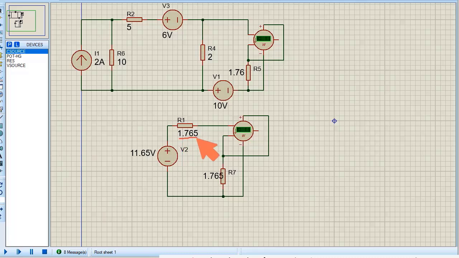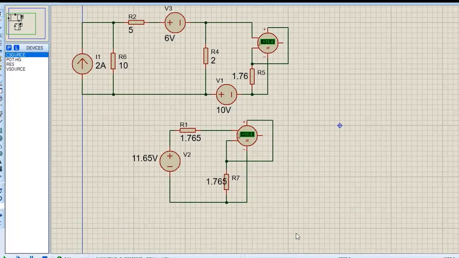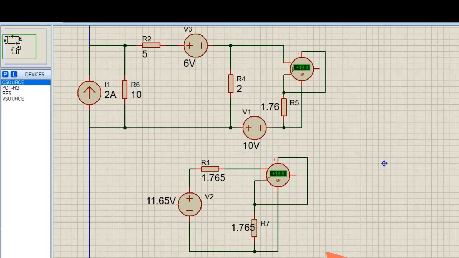Say this is the RTH value, load resistance is the same as RTH, this is the open circuit voltage, and in the main circuit I have used load resistance the same as 1.76 ohm. Now checking whether power in the main circuit and equivalent circuit are the same, with value 19.2 watt. Running simulation. See, in the main circuit it is showing power at load is 19.2 watt. In the equivalent circuit also it is showing power is 19.2 watt. So my calculation is perfectly okay.